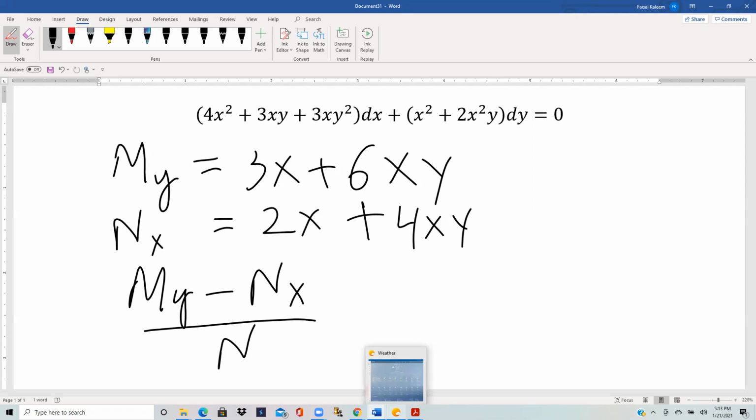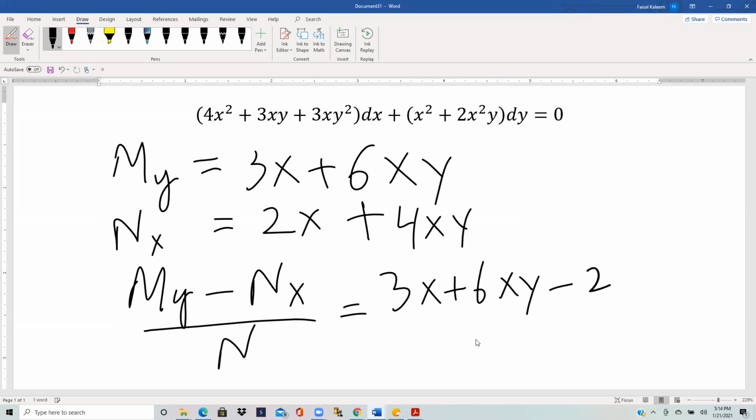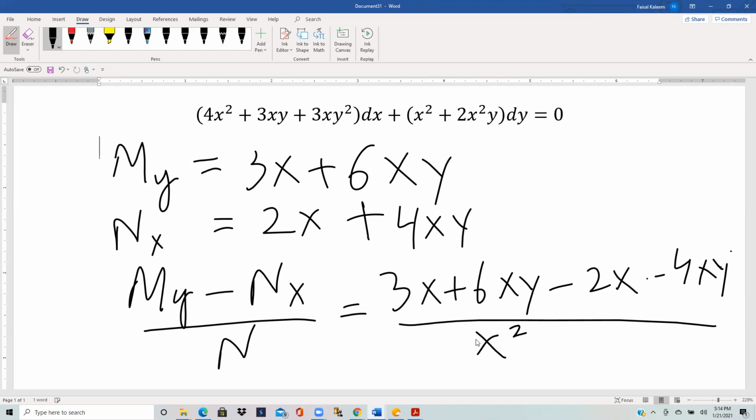So here, again, we want to see whether it's a function of this one or not. Whatever you're subtracting, see the subscript under that. And you want to see whether this thing is purely a function of x or not. There should be no y. So let's see. If you subtract the two, you get 3x plus 6xy minus 2x minus 4xy divided by N, and N was the thing that comes with the dy.